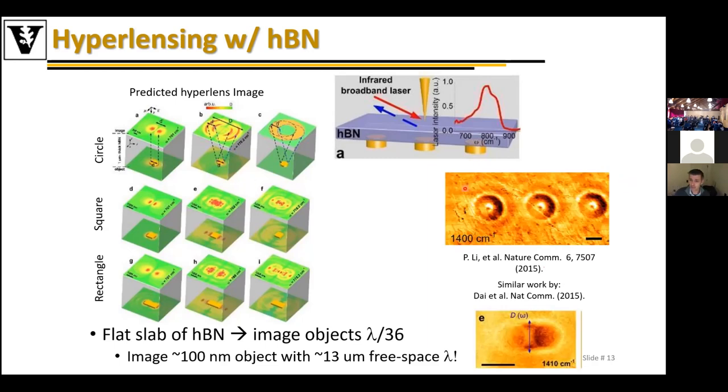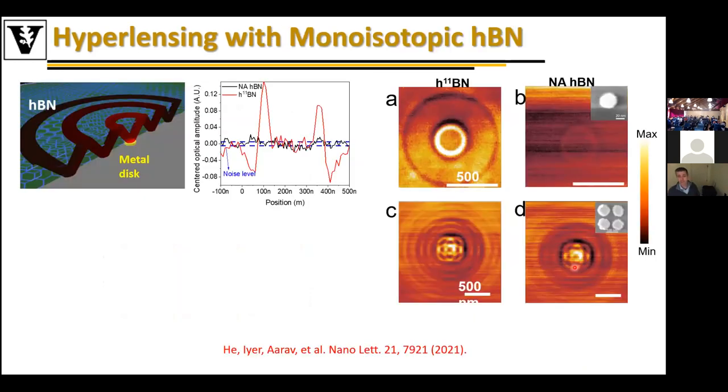So if we look at gold disks here, here's some experimental results at 1400 wave numbers. There's similar work from Siyuan Dai and Dimitri Basov's group at the same time, looking at different structures. I think I actually have these backward, the two images, but more recently, we were able to take some of the isotopically enriched material and try to really push the limits of this concept. And one of the things that we looked at was to take very small structures here. This is a hyperlens image of a 40 nanometer diameter structure. This is with naturally abundant material.